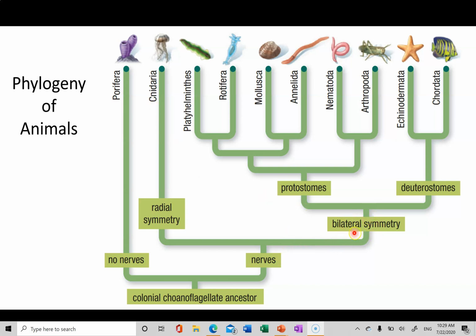With organisms that display bilateral symmetry, we can look at the development of the mouth and the anus during the embryonic stages and classify these organisms as protostomes or deuterostomes. Protostomes means that the mouth forms first. Here we have further branching of organisms to form the phylum Platyhelminthes, which includes flatworms. Then we have the phylum Rotifera, which includes rotifers. These two are much closer together, within a clade. We have the phylum Mollusca, which includes clams, snails, and squid. And related to that, we have the phylum Annelida, whose representatives are the segmented worms, such as the earthworm.